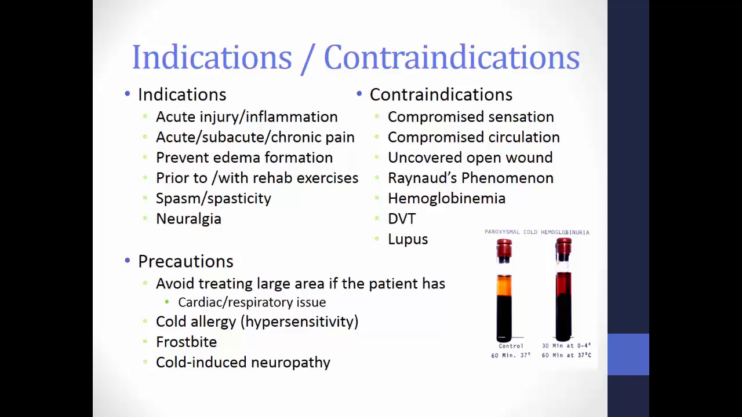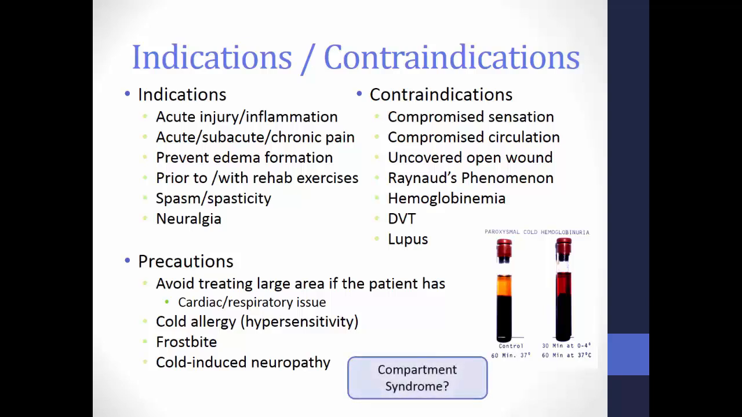A contraindication is a sign or symptom or a diagnosis which indicates that certain interventions may not be used. There is a negative association between the condition and the treatment techniques. The contraindications for the use of cryotherapy include compromised sensation, compromised circulation, uncovered open wounds, especially if we're reusing the cold pack, Raynaud's phenomenon, hemoglobinemia, deep vein thrombophlebitis or a DVT, and lupus.